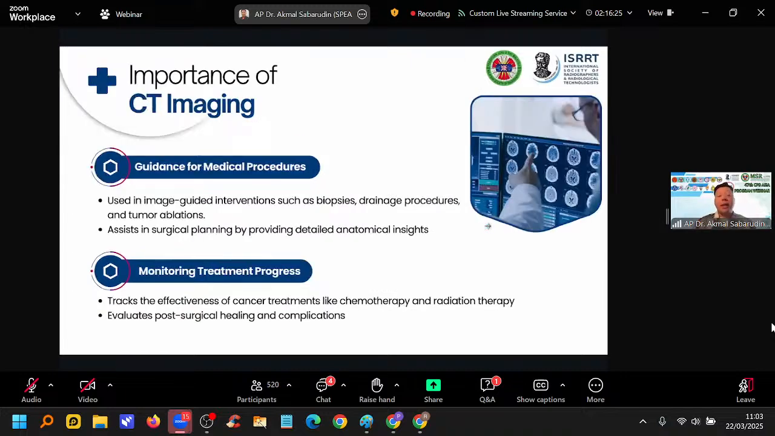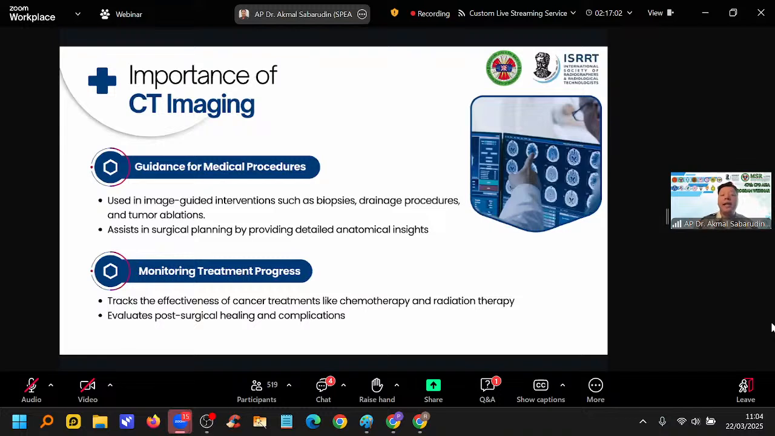Okay. Another importance of CT imaging is that it can be used as guidance for medical procedures. Whereby we use image-guided intervention, such as biopsy. Biopsy is the most prominent medical procedure that uses CT as a guide, especially in the area of the lung, and then drainage procedures and tumor ablation. So these are the main reasons why we need CT, and CT has become a prominent and very important modality in helping to guide medical procedures.